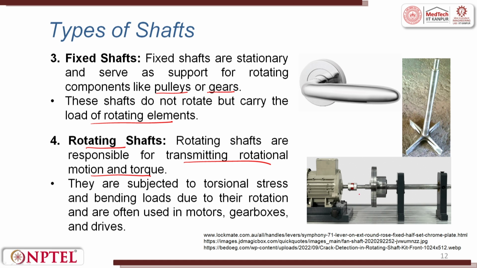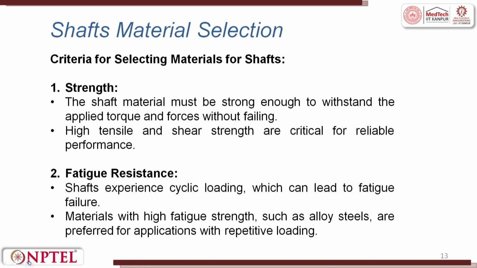For example, this is a rotating shaft. From a motor, we have a shaft here and this is a coupling. The motion is being transmitted here. They are subjected to torsional stress and bending loads due to their rotation and are often used in motors, gearboxes and drives.